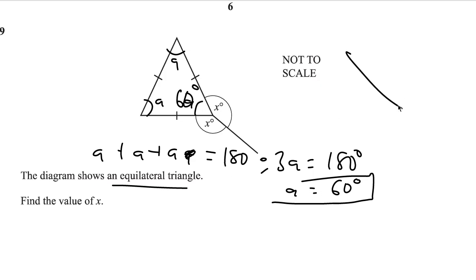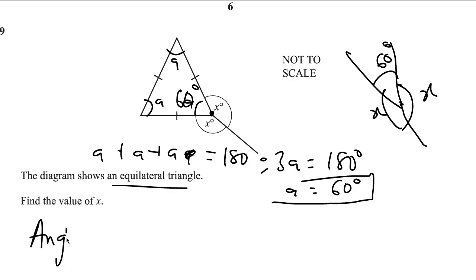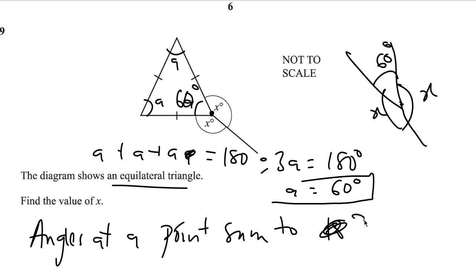So what we have in essence is this. We have X, and then we have X, and then we have 60, right? And this is a point. It's important to note that angles at a point sum to 360 degrees, right? Angles in a straight line sum to 180. Angles at a point sum to 360 degrees.